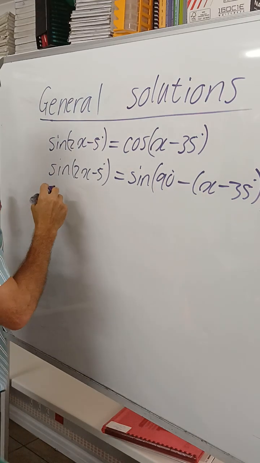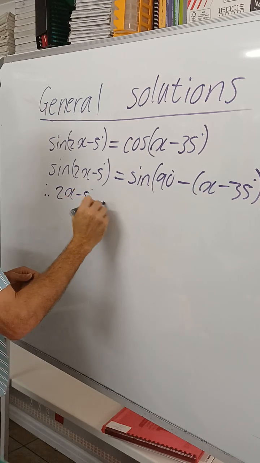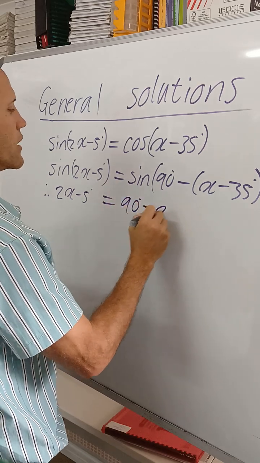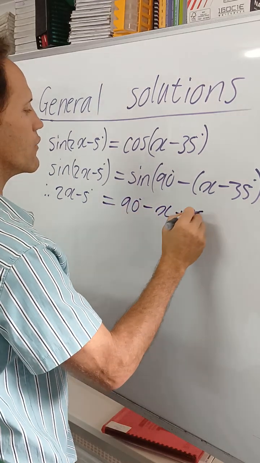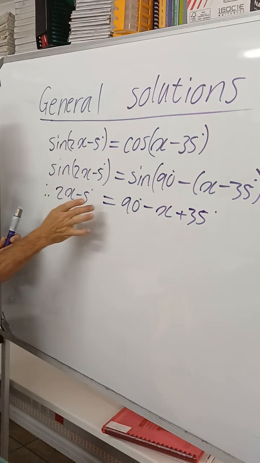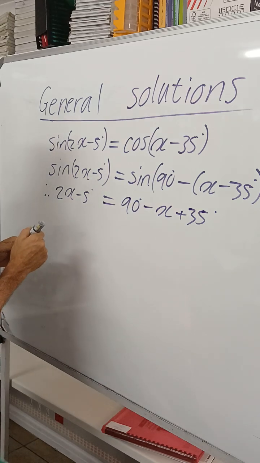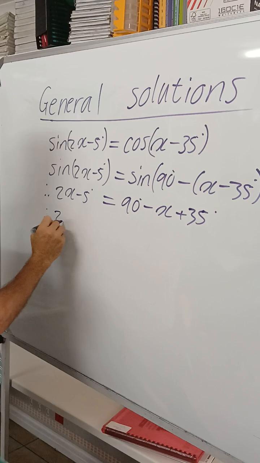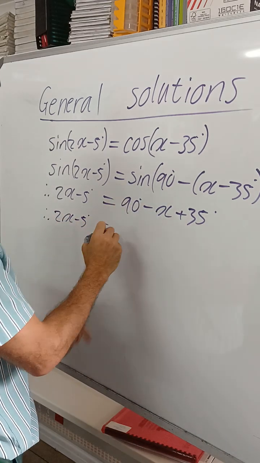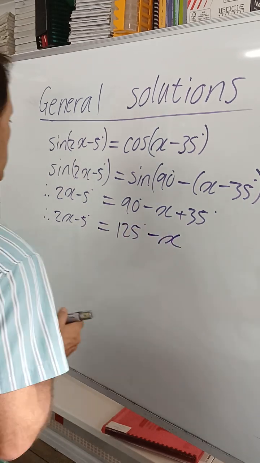So that means we can say therefore 2x minus 5 is equal to this, which is 90 minus x plus 35 when you multiply the negative in. So this one is now equal to this one. Then if you simplify that, you're going to get therefore 2x minus 5 is equal to 90 plus 35, so it's 125 minus x.